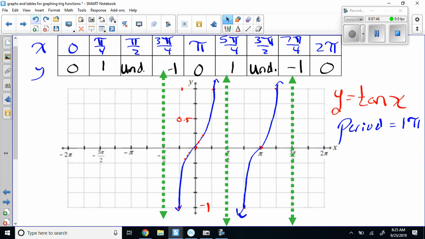Would it be half? No, it wouldn't be half. What would be my amplitude? My amplitude is from the highest point back to the midpoint, right? 1. So what would be my amplitude for a tangent? 1? It only goes 1 high? Infinity, because it keeps going up.